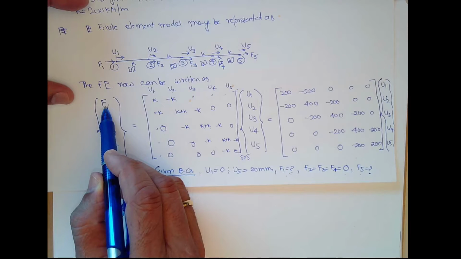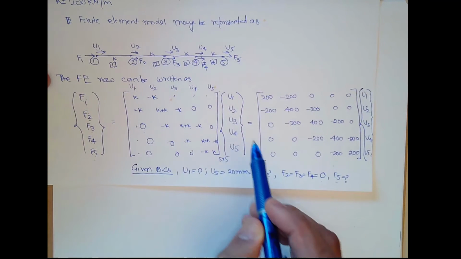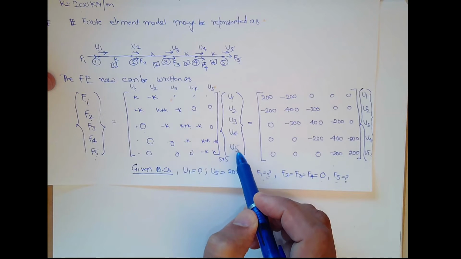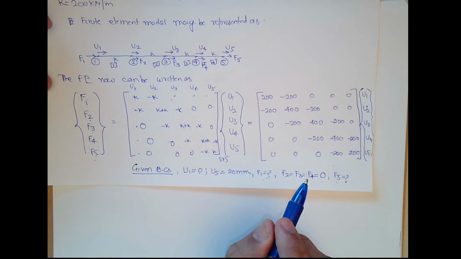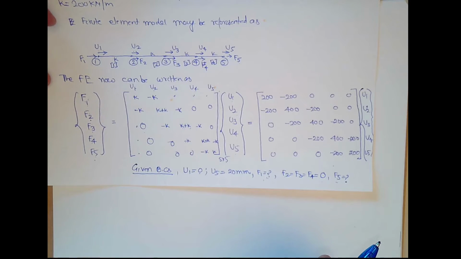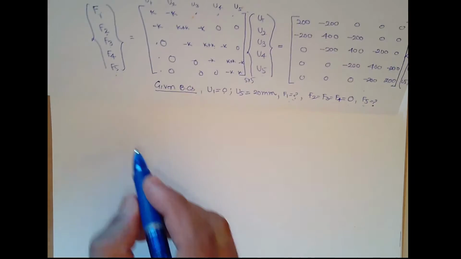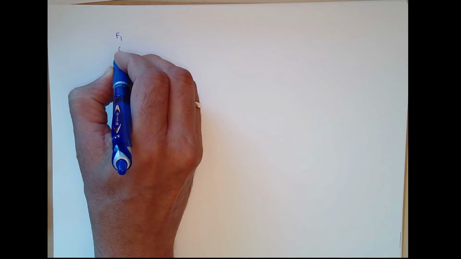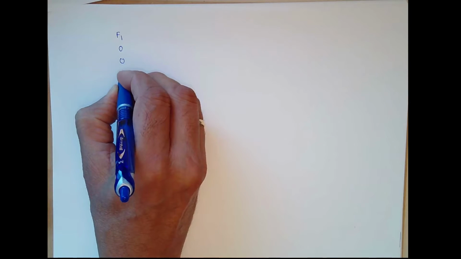F1 is non-zero, F2, F3, F4 are all 0, F5 is non-zero, U1 is 0, U2, U3, U4 are to be determined, and U5 is given as 20 mm. So this has to be solved. Let us rewrite it. F1 is some F1, then 0, F2, F3, F4 are 0, and F5.